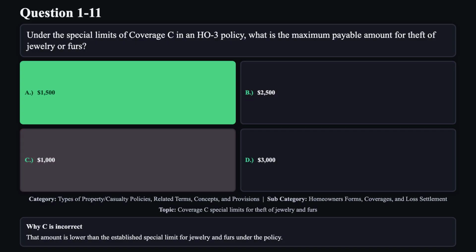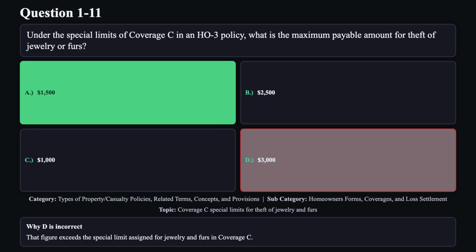Reason C is not correct. That amount is lower than the established special limit for jewelry and furs under the policy. Reason D is not correct. That figure exceeds the special limit assigned for jewelry and furs in coverage C.